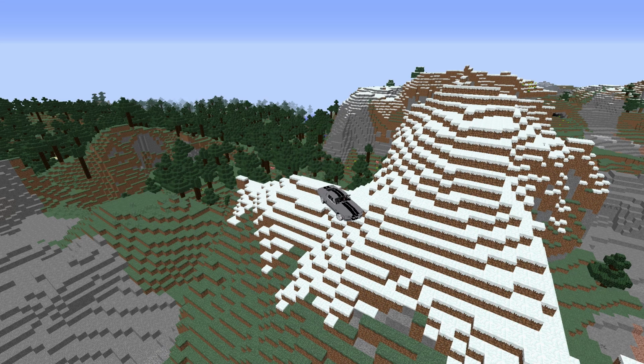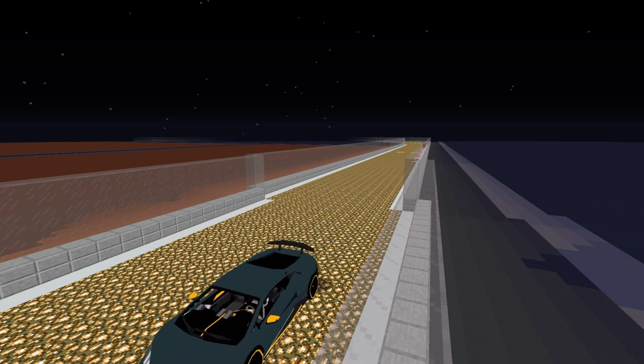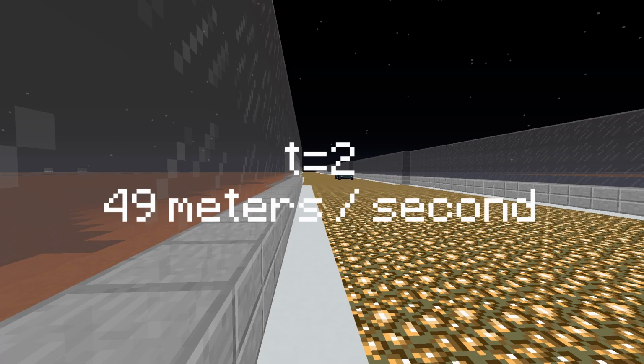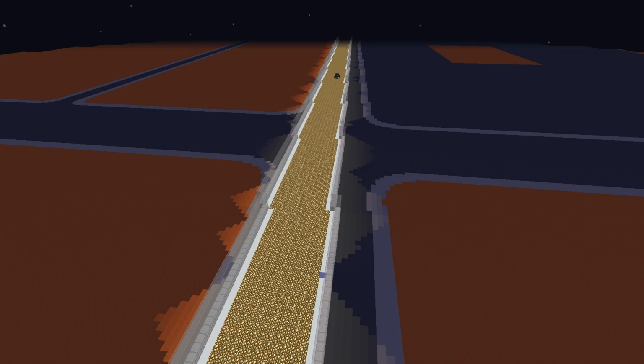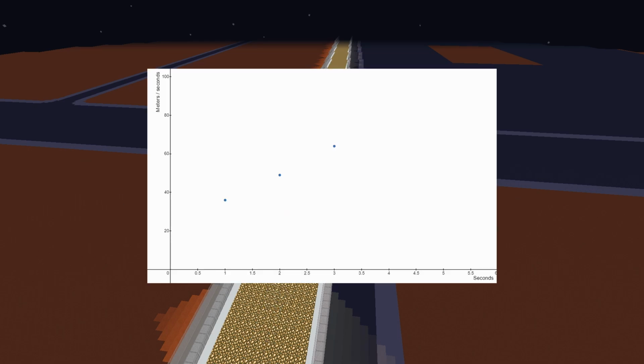This is where calculus comes into play. First, I will have to gather some information about my velocity at different times throughout my drive. At 1 second, I'm going 36 meters per second. At 2 seconds, I'm going 49 meters per second. At 3 seconds, I'm going 64 meters per second. Here is a velocity versus time graph that represents my velocity at select times.